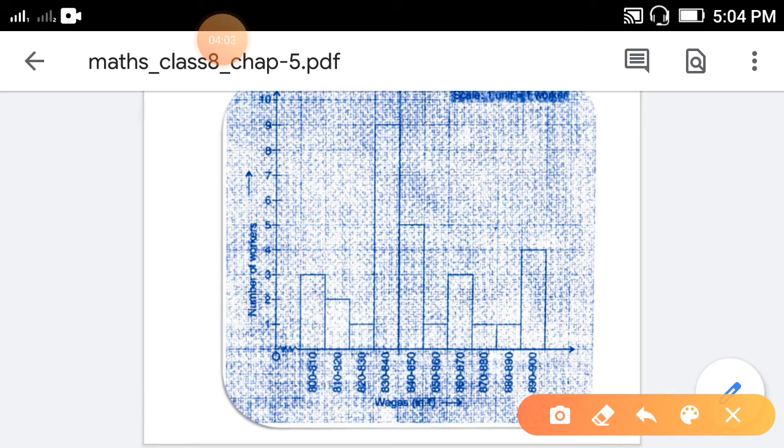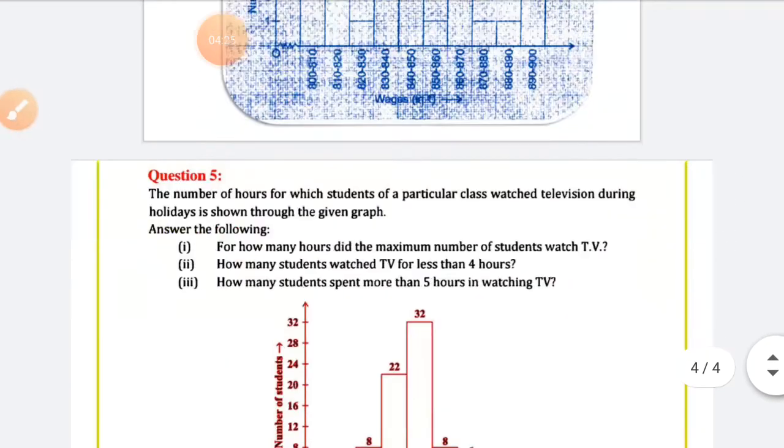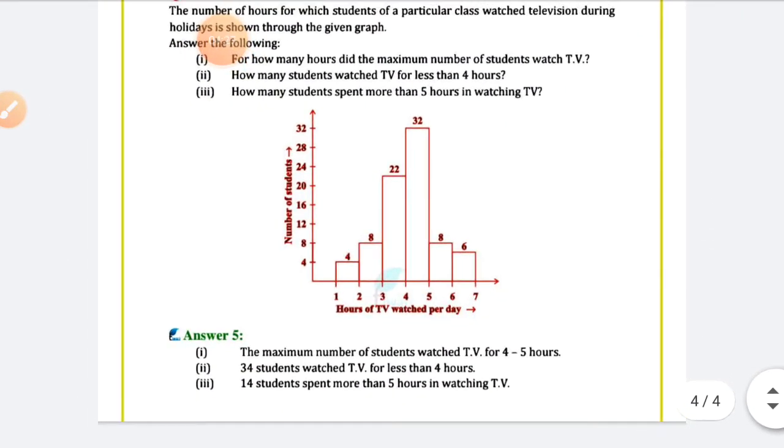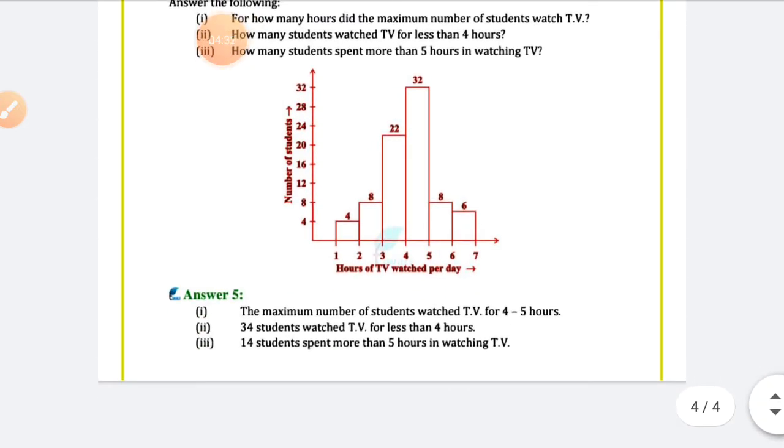Whatever class intervals are there, you have to write on the x axis, and the frequency on the y axis. Here you have to draw this sign. It shows that we have not written the class interval from 0 to 800. According to the data you have to make this histogram. And question number 5, it's very easy. From the histogram you have to give the answers.